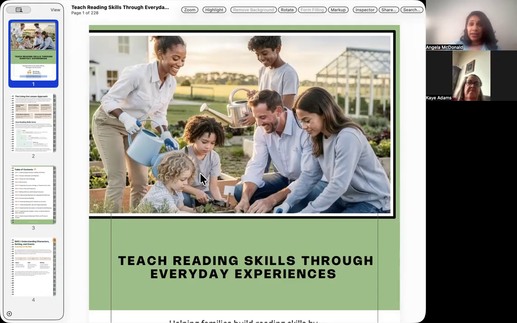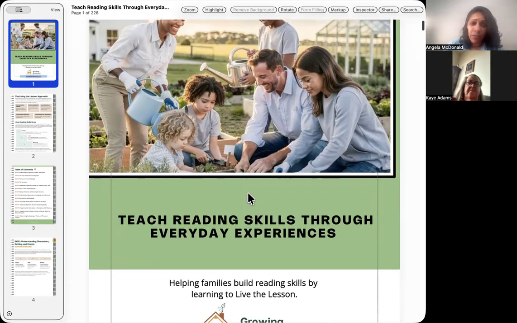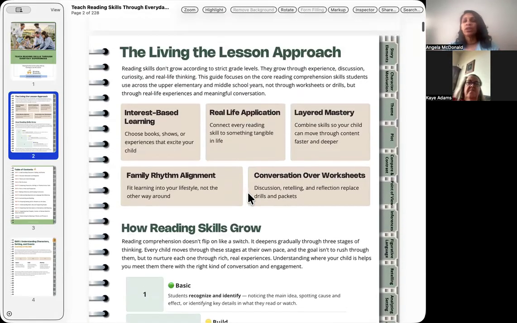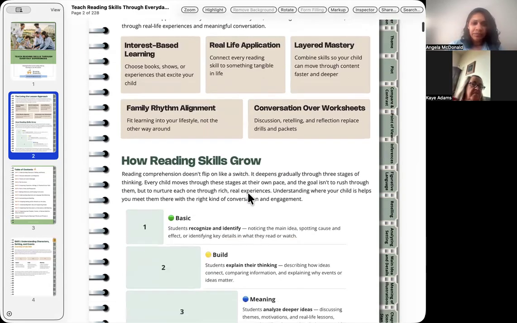So what I did is I came up with a framework to teach how to teach all of these skills. What do they look like and how do they build on each other? So if you know how the skills build on each other, then you know how to teach the skills, and you can apply them to anything, any book you're reading, any experience that you're having. And I'm going to show you how we're doing that this week.